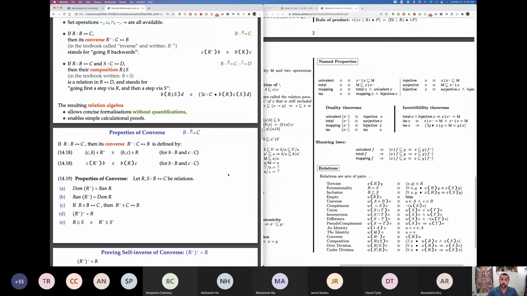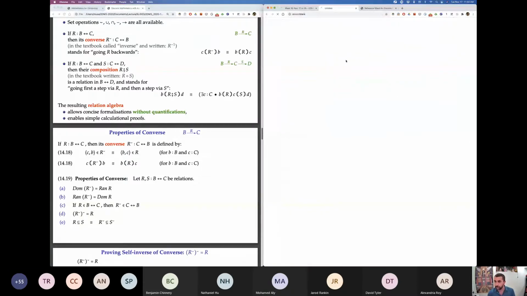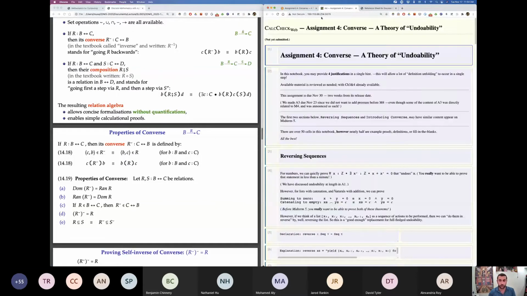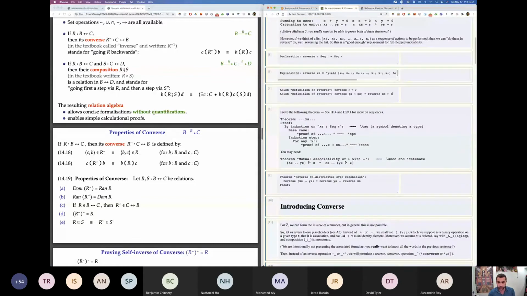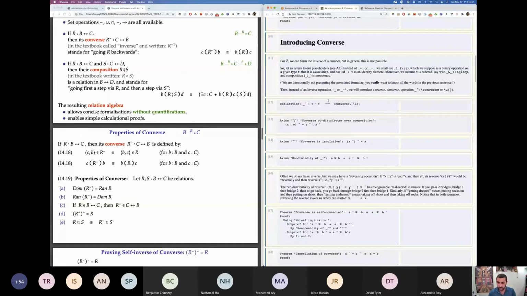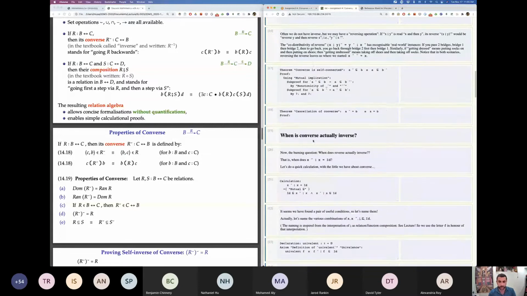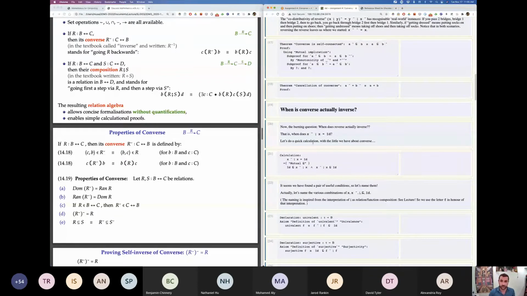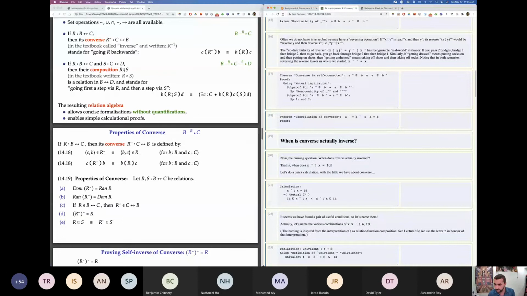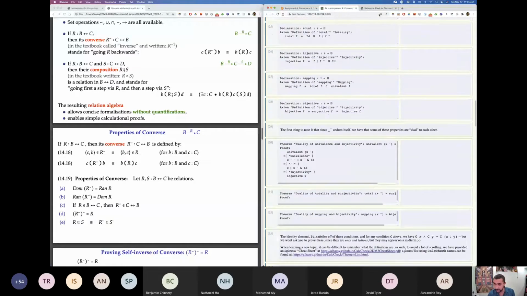Assignment 4 tries to introduce converse, in the lines of transpose or reverse from sequences from 2 weeks ago, as a notion of undoability. So let me just pull that up. It also gives hints to things coming up for midterm 5 as usual. So there's a lot of motivation here for it, and it ties all the way back to assignment 1. So what was the piece I wanted to show? I've since forgotten. It's all right.